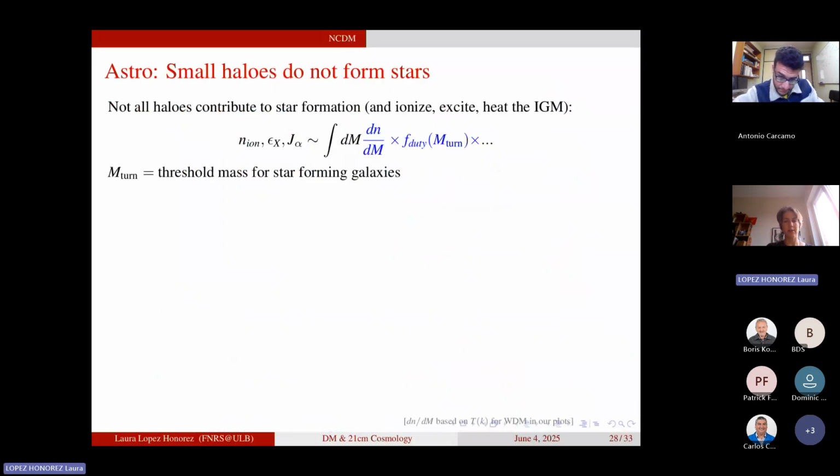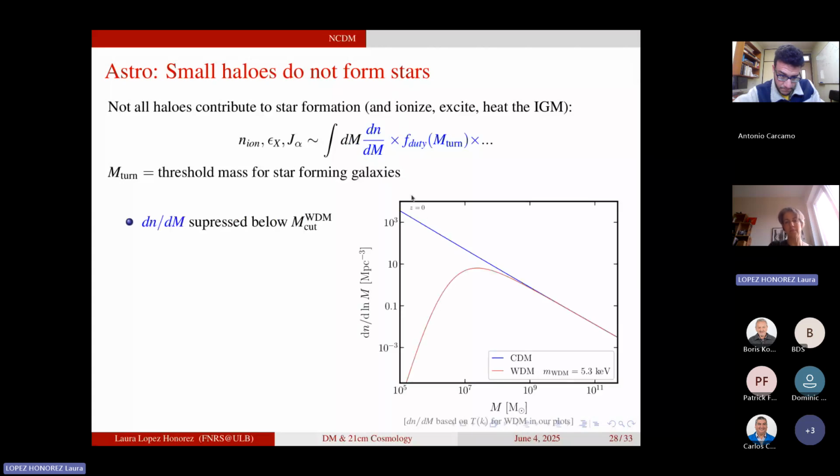What is happening when we are talking about 21 centimeter cosmology is that by changing the power spectrum, the amount of structure at small scales, you are going to change the number of halos per unit mass you have at small masses. So here I show you the halo mass function, the number of halos per unit mass as a function of the mass of the halo. The blue line is cold dark matter. The red line is warm dark matter, okay? You have fewer low mass halos when you have warm dark matter.